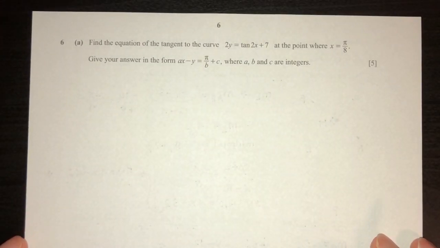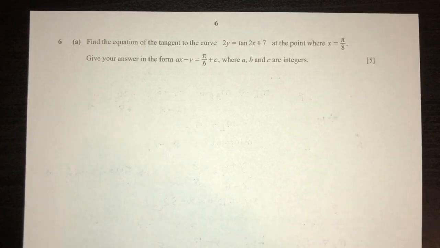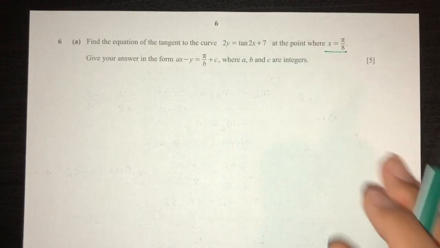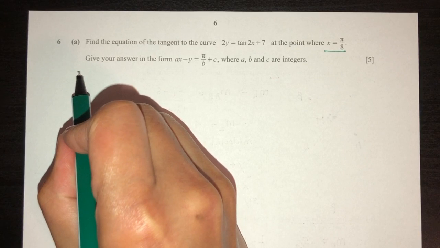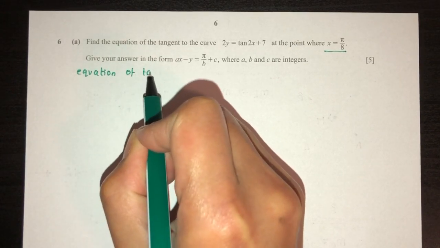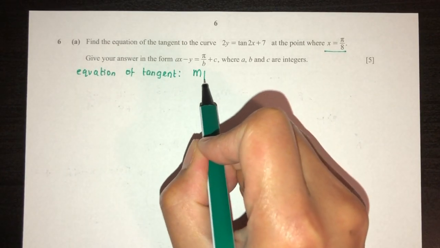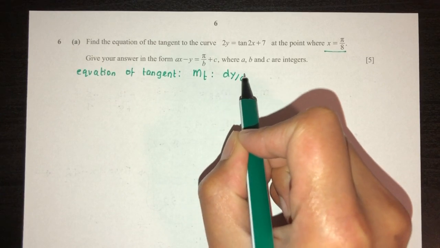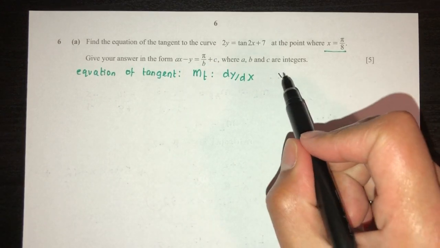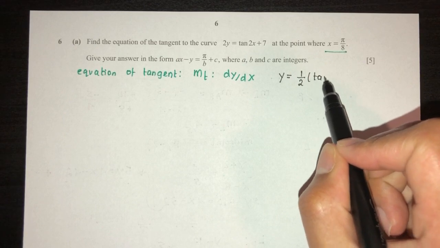Now let's move on to question number 6. So find the equation of the tangent to the curve this at the point where x equal to this. So pretty easy. To find the equation of tangent, right, we first have to find the gradient of tangent. To find the gradient of tangent, we have to find dy by dx. Okay. The first step is to make y the subject of formula. So y is equal to half times this.